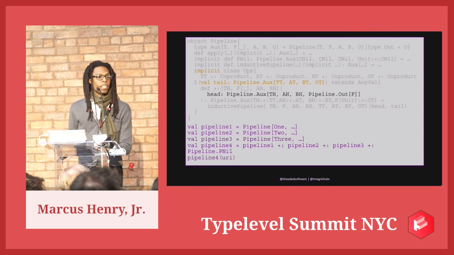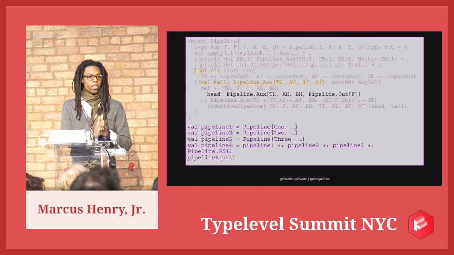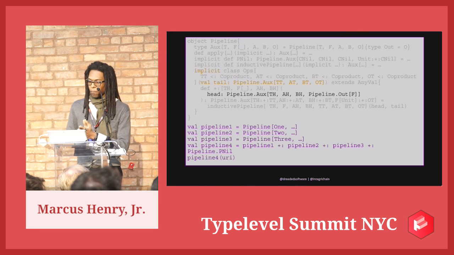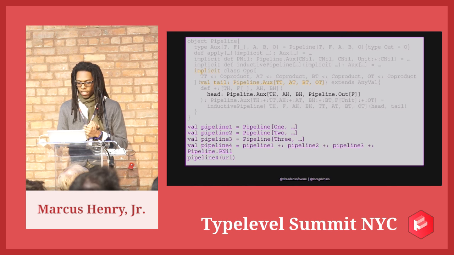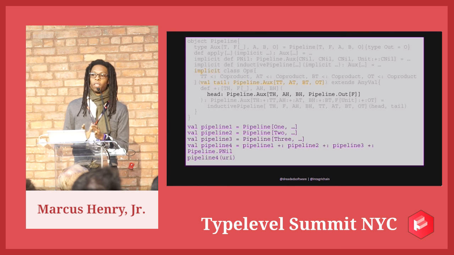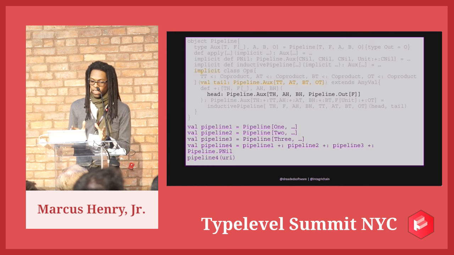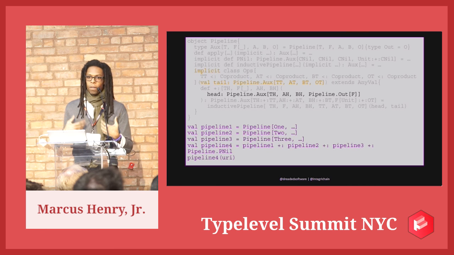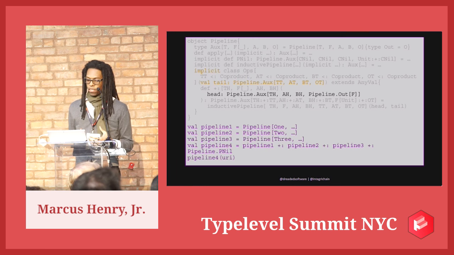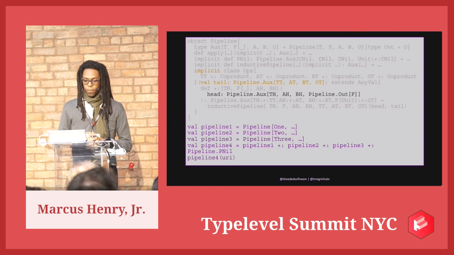We get exactly what we needed. We have pipeline one, operator, pipeline two, operator, pipeline three, operator, nil. This is our client code. This is pretty much as simple as it gets. And what this does is it constructs a pipeline which tries the first, then tries the second, then tries the third. If it doesn't find anything, it just returns unit.